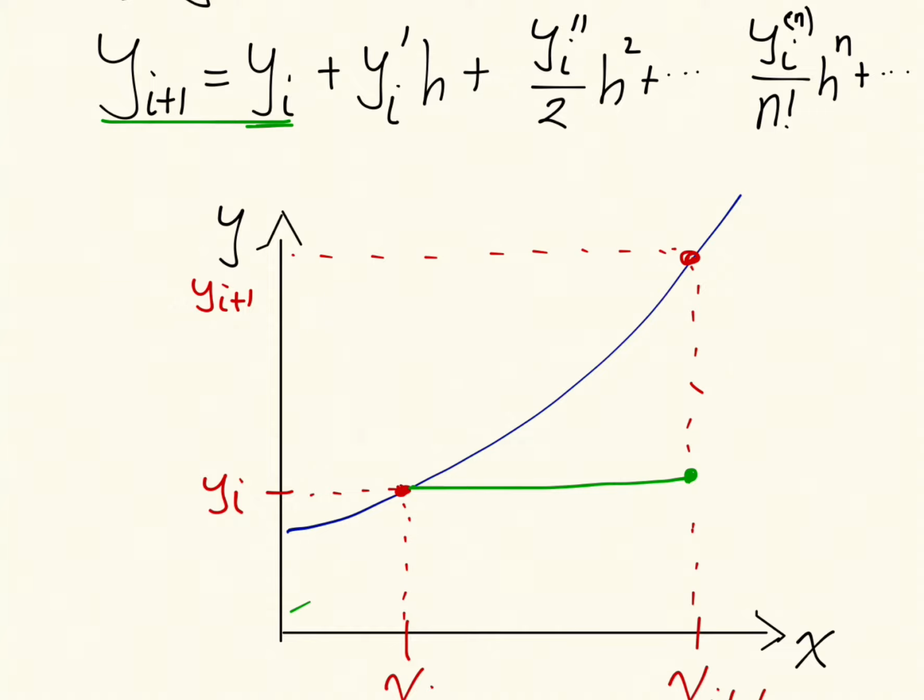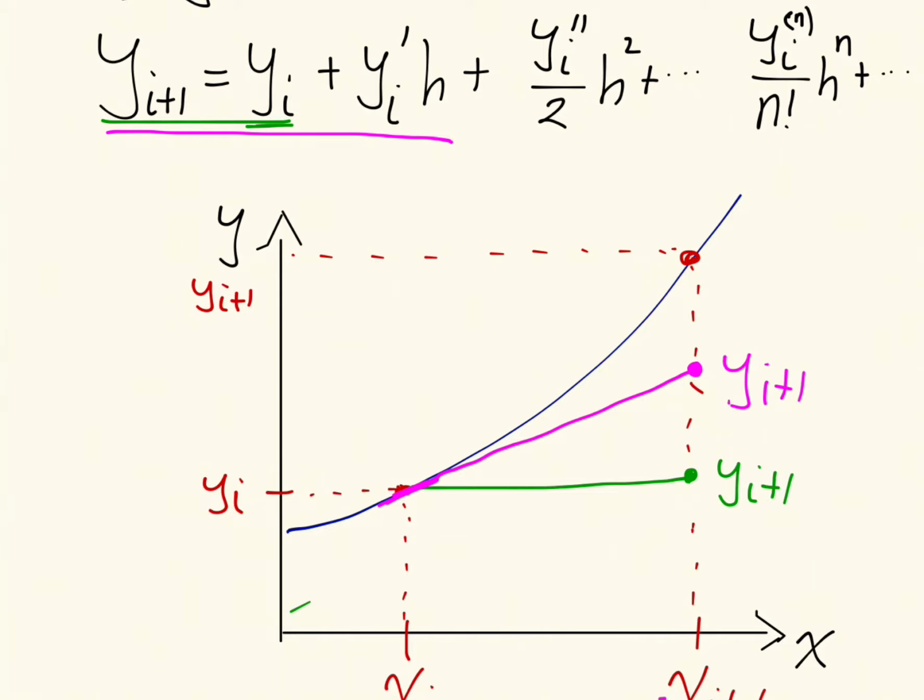Now, what if we include two terms? I change colors and use purple to represent two terms. If I use two terms, I'm going to have yi, but I'm also going to include the slope contribution. I know at this location i there's some slope here, and I'm going to use that slope and my step size h to approximate what the solution is over here. So this is yi plus 1 using two terms. And let me just write yi plus 1 for just the first term down there.